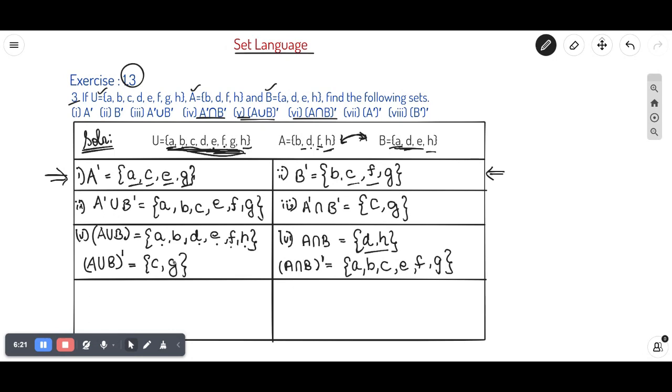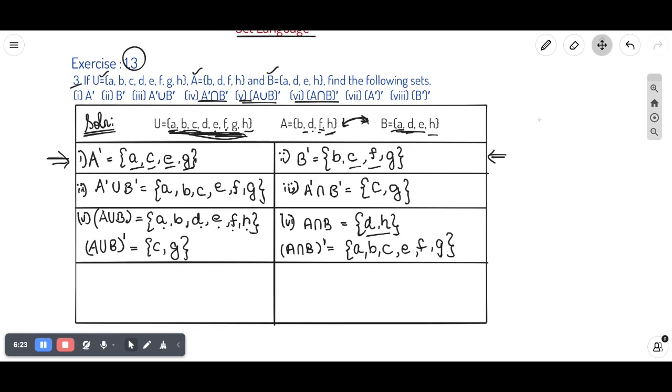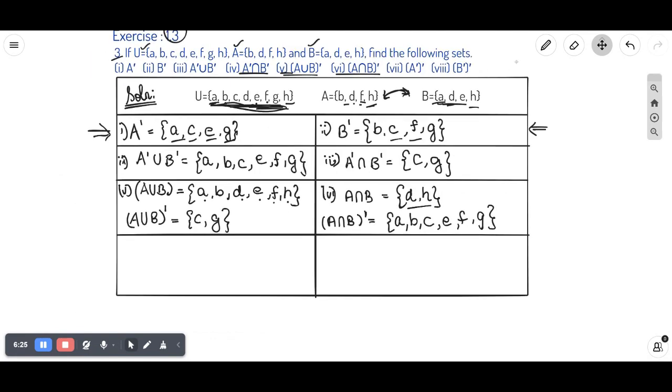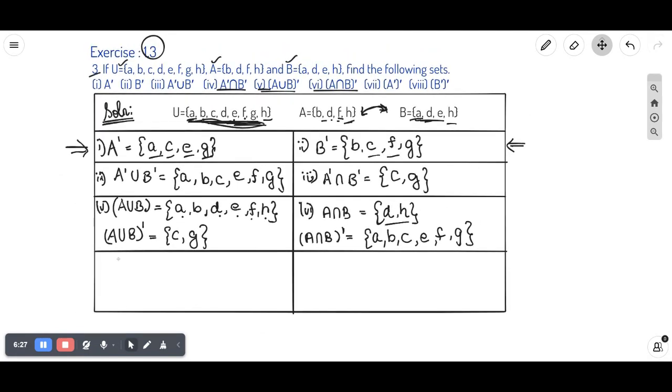And now the final two questions are there. Let us move on to that. So that will be the seventh question, right? Yeah, seventh question. We have to write finally A dash, the whole dash. So we have got our A dash here. If you want, we can write it again. A dash is equal to A, C, E, G. Now you have to find the dash again. So what will be your answer? A dash, the whole dash.